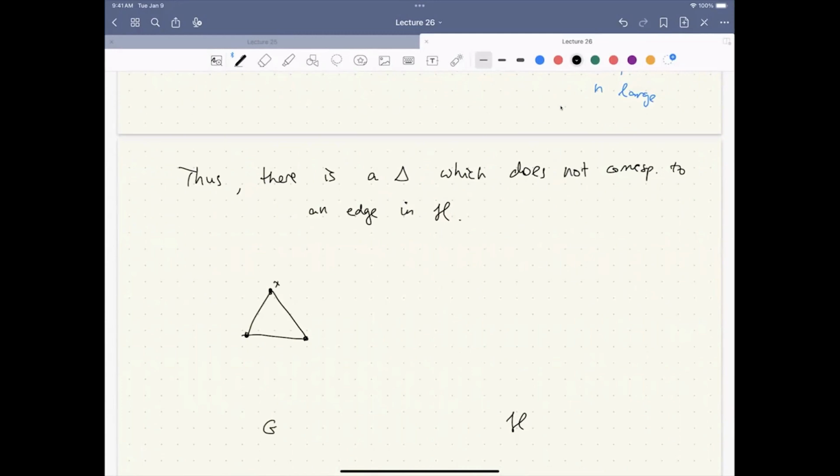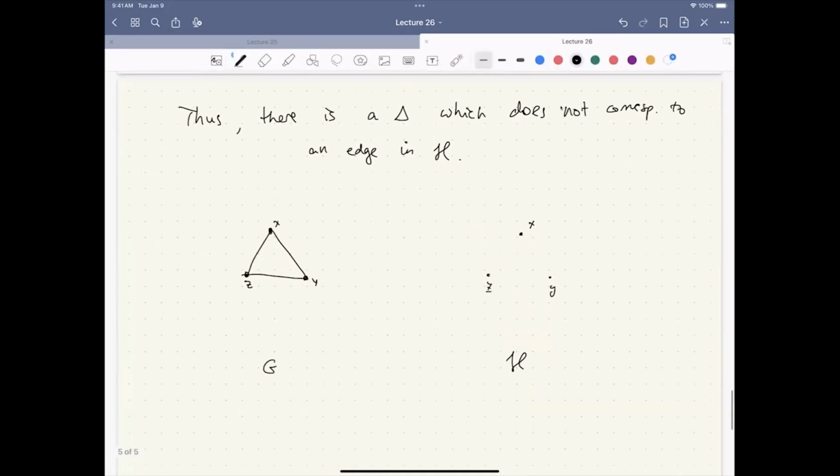Let's look at these three vertices, X, Y, Z. They have the same vertex set, so you have X, Y, Z here. XZ is an edge in G. That means it's a shadow of some hyperedge in H, meaning in H, they have a hyperedge containing X and Z. But this hyperedge cannot be XYZ, because if it were, then this would have been an H triangle.